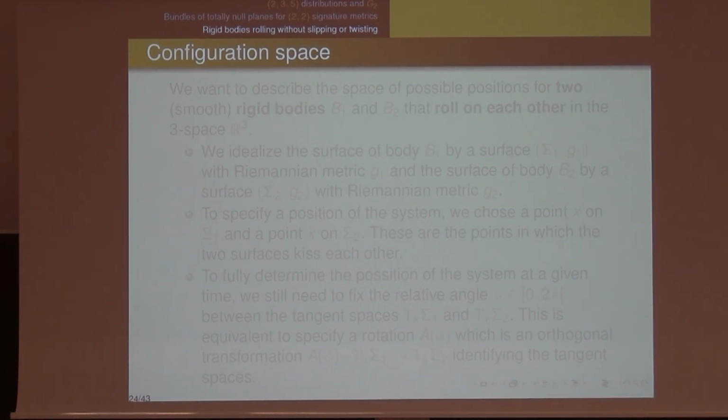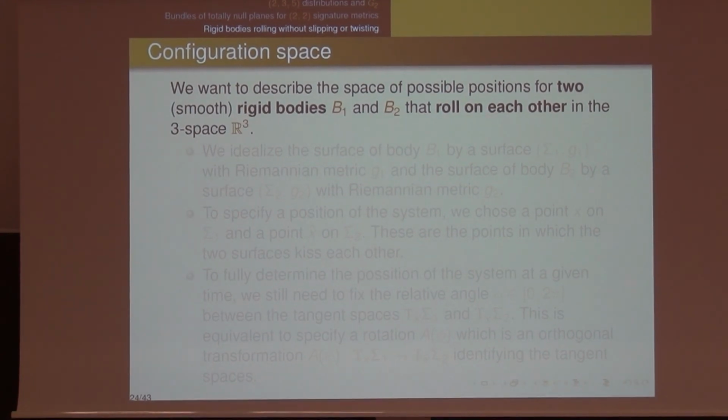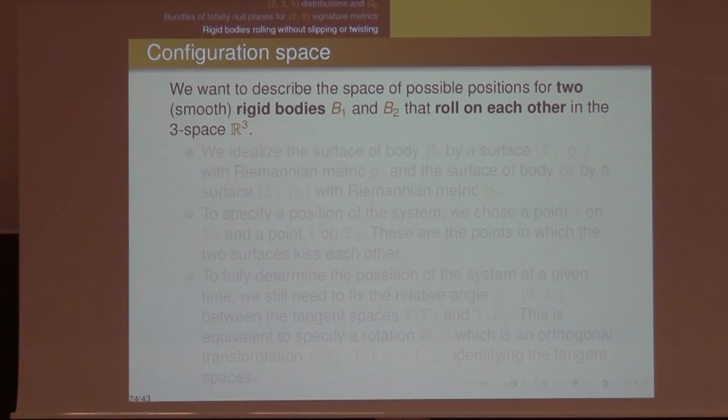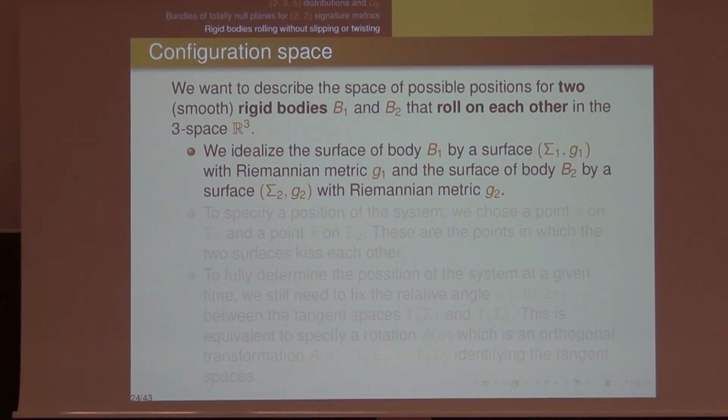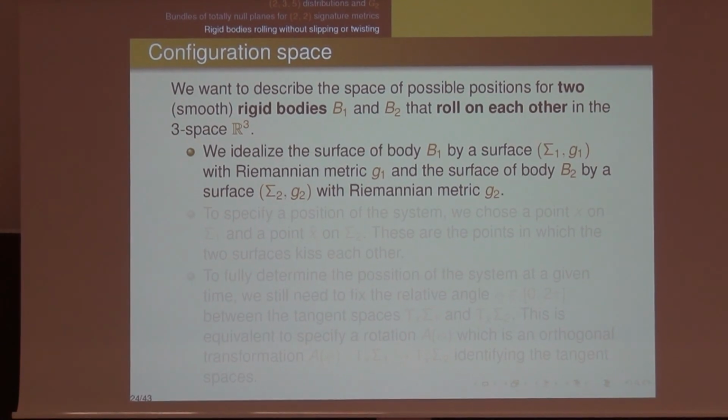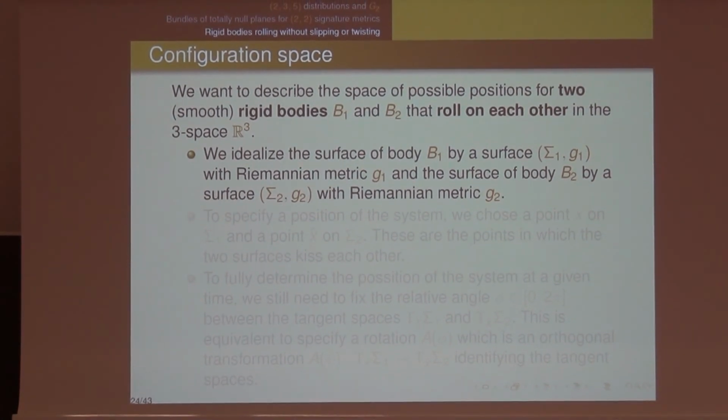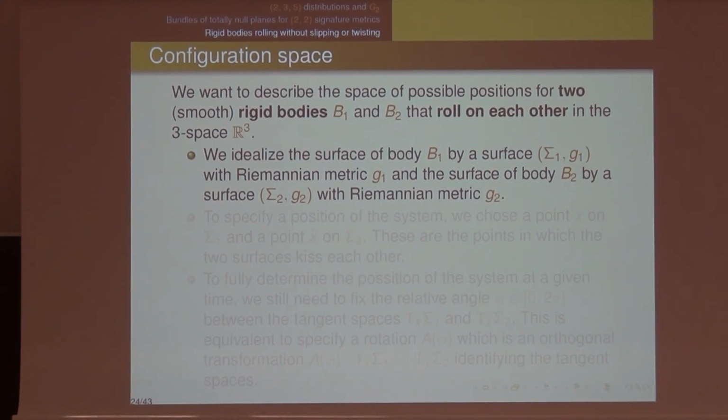So I want to describe the space of possible positions for two smooth rigid bodies that roll on each other in free space. I idealize these bodies such that I consider their boundaries, which I assume to be Riemannian surfaces with the Riemannian metric coming from R3. And now I would like to know what the configuration space of this rolling system is. So I have to count the dimensions.